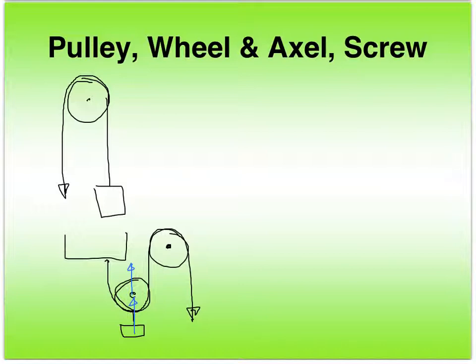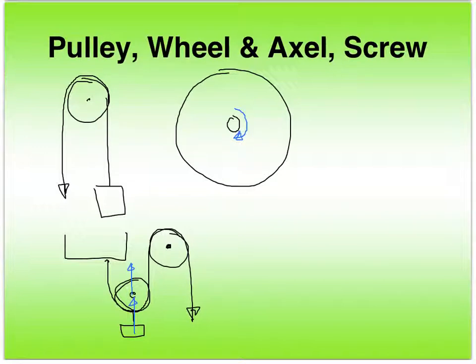Now, wheel and axle. Wheel and axle relies upon the radius of the wheel and the radius of the axle. For instance, your steering wheel in your car has a very small axle in the middle and a larger wheel around the outside. And I could use a very large amount of force to turn this axle, let's say halfway, or I could use less force over a longer distance to turn this wheel halfway.